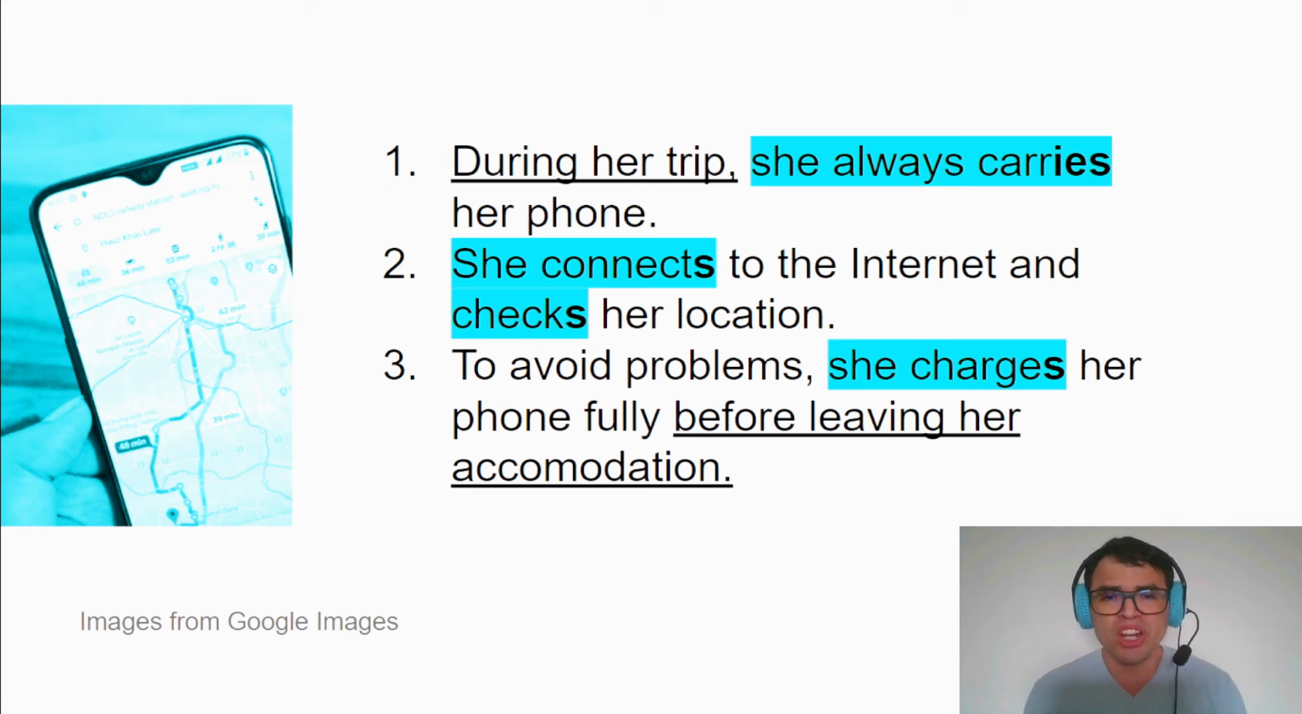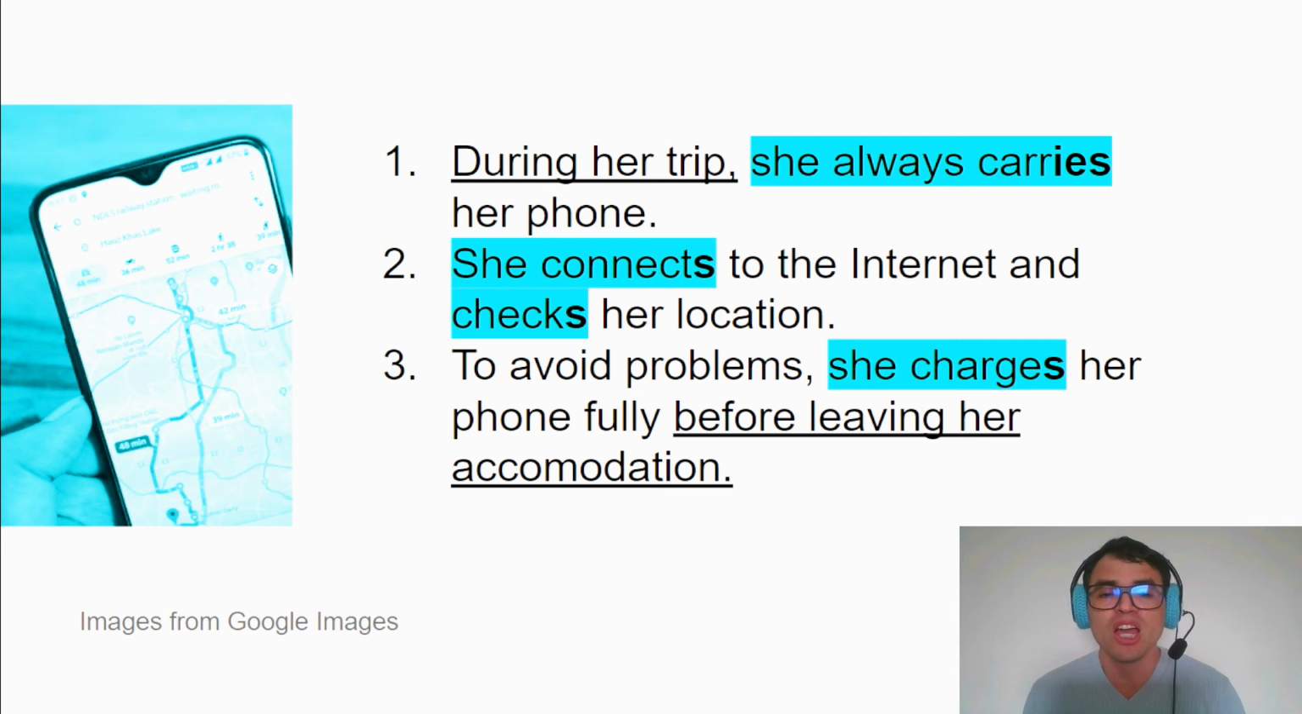Picture number 2, what can you say about this woman, about what she usually does when she travels? Number 1, during her trip, she always carries her phone. Simple present, she always carries. Number 2, she connects to the internet and checks her location. Simple present, she connects and she checks. The verb is properly conjugated, that's why it finishes in S.